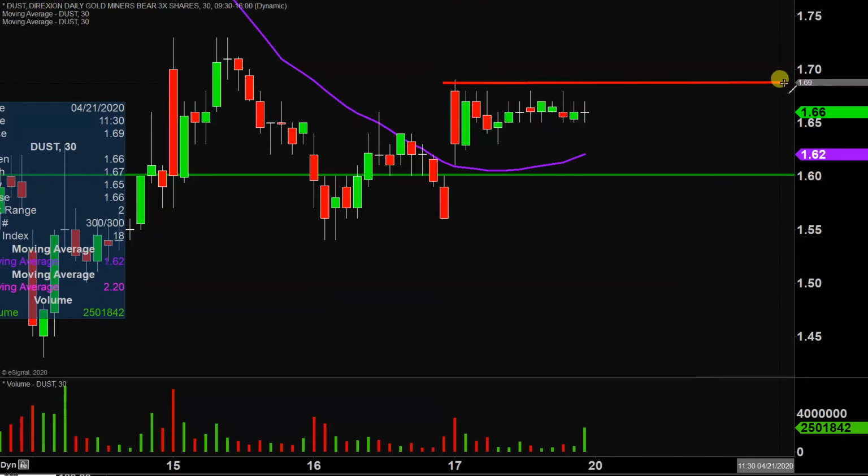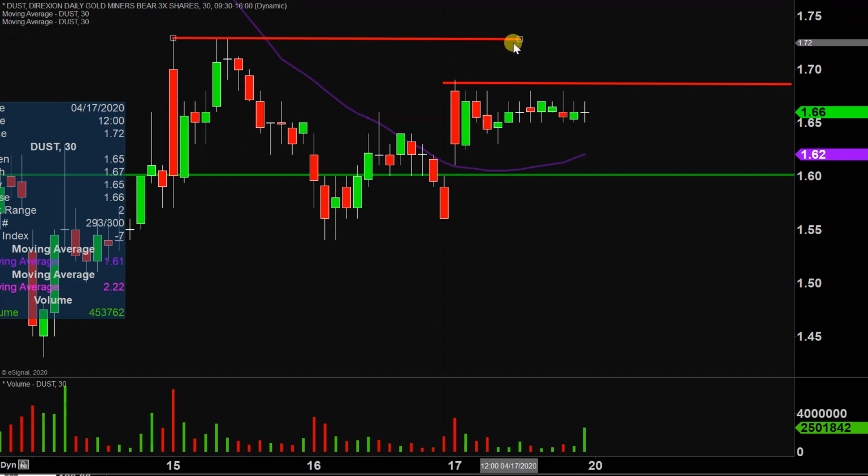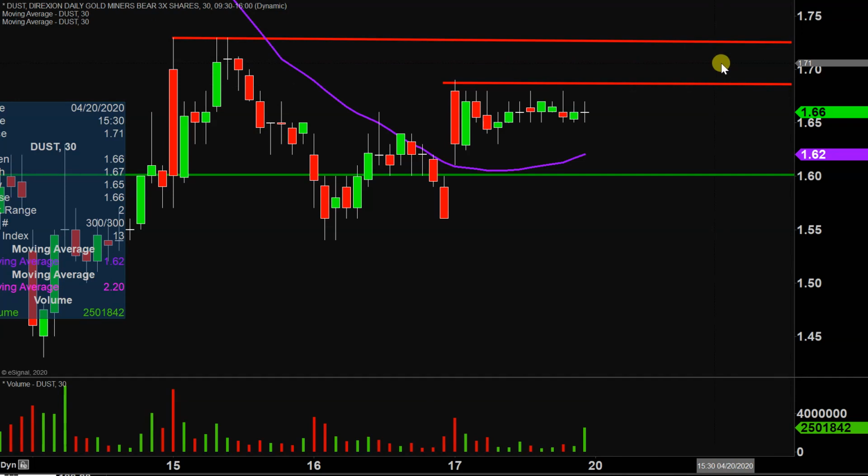Now, as far as areas of resistance are concerned, two main levels stand out. First area is just the near-term area, and that sits right there at $1.69. And then the next key level of resistance after that, right up there from these previous highs, is up there at $1.73. So $1.69, $1.73, next couple of key battlegrounds to watch going forward.